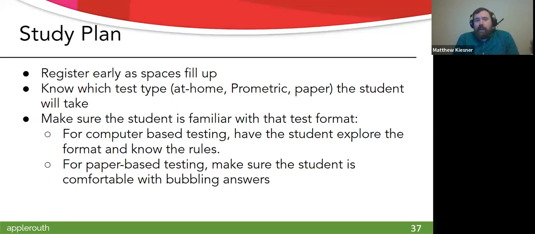Figure out what kind of testing your student is going to do, and make sure the student knows the test format. For computer-based testing, know how to use it and know the rules, so the student is not overwhelmed on the first experience. And for paper-based, sometimes students have never actually done Scantrons or bubbling, and they make a mistake on that, especially if they're skipping answers, which honestly they should be, right? They forget to skip one, and it can be kind of catastrophic. So teach good habits on that.